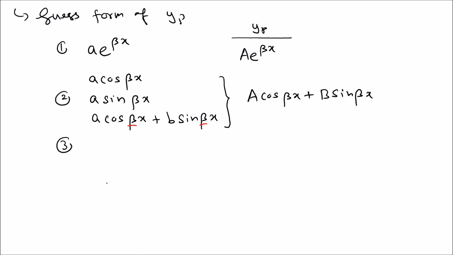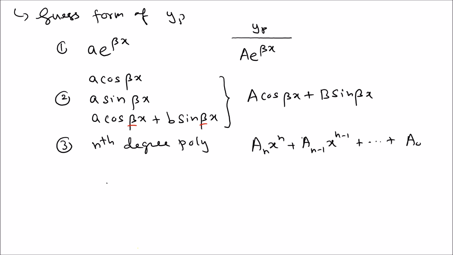The third type is a polynomial type, like an nth degree polynomial. You're going to guess the form as an nth degree polynomial: a_n x^n, then a_(n-1) x^(n-1), and write all the terms down to a constant. All terms, you cannot miss anything. Even though the actual function f(x) doesn't have that, we have to write all of them here. It's very important. Good, so that's the kind of idea.